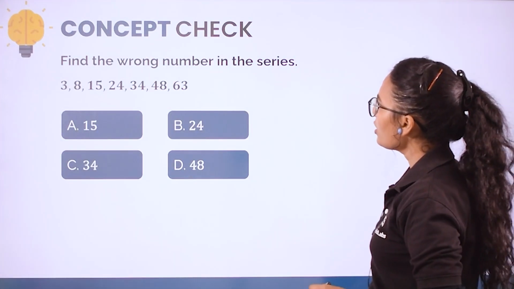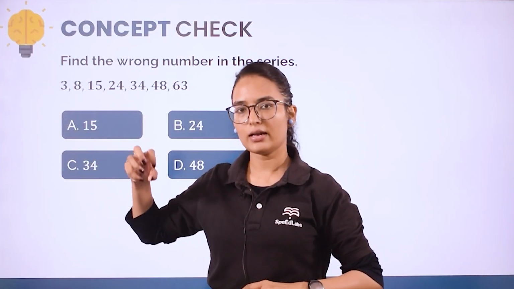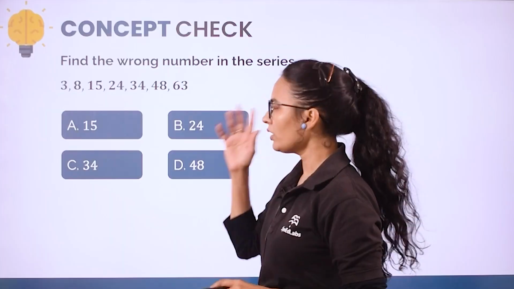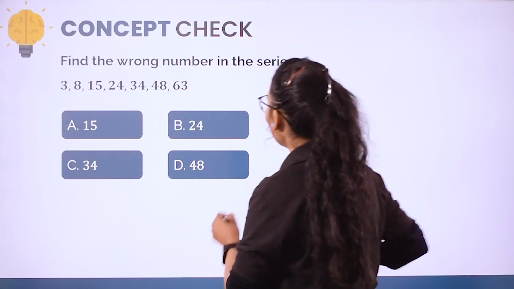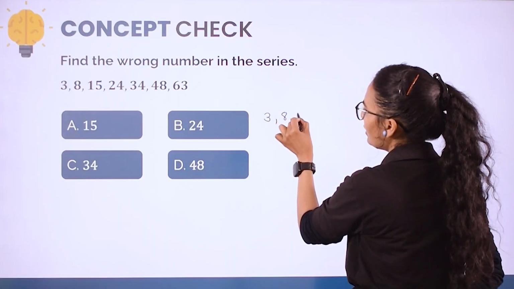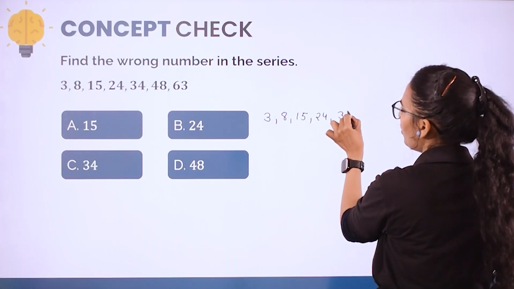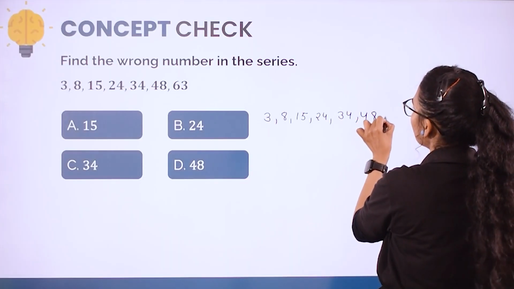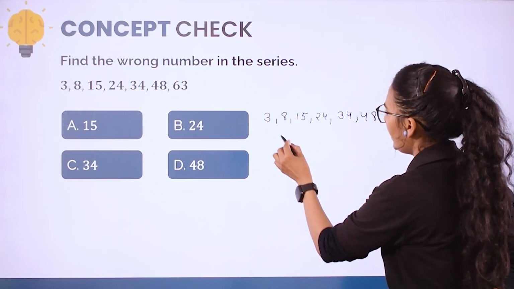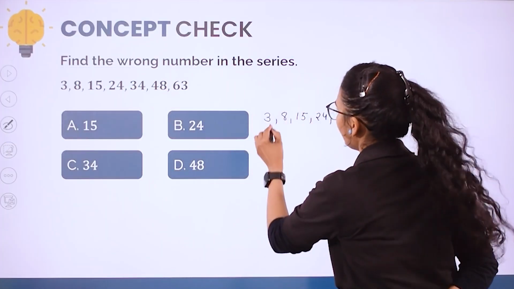Next, find the wrong number in the series. This is basically odd one out. That means we are trying to find that number which is breaking the rule. So let's find out what the rule is first of all, then only can we find out how it is getting broken. 3, 8, 15, 24, 34, 48, 63. So if I try to figure out the rule, look at this.